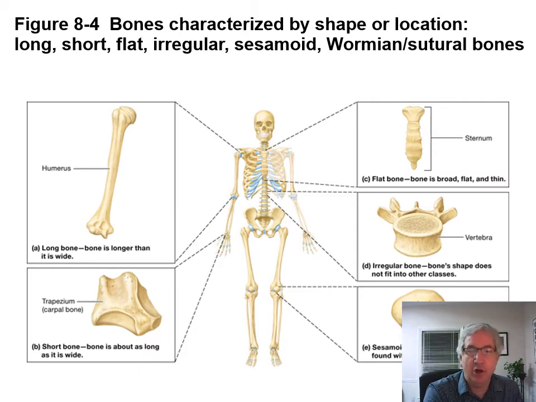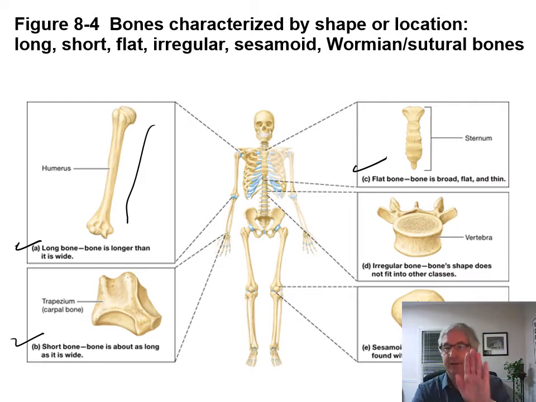Here you have a long bone, a humerus, so you can see it's nice and long. Then there's a short bone. This is a wrist bone called the trapezium, and you can see it's about as long as it is wide. Then here's a flat bone, the sternum. If you turn it sideways, it's flat. An irregular bone is the vertebra, and then a sesamoid bone, that's your patella there.